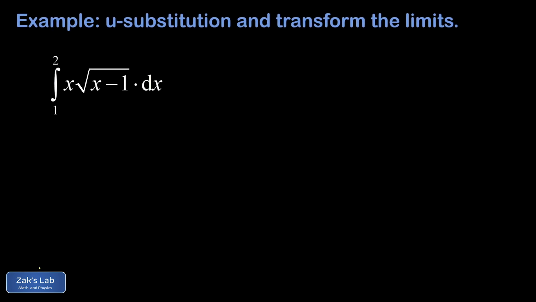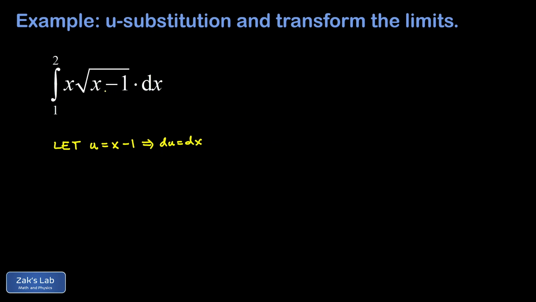In this video, we're computing the definite integral of x times the square root of x minus 1 on the interval 1 to 2. This is a classic textbook calculus problem where what we're going to try first is to let u equal the interior of the square root function. So we let u equal x minus 1, and we take the differential of both sides, and we find that du is simply equal to dx.